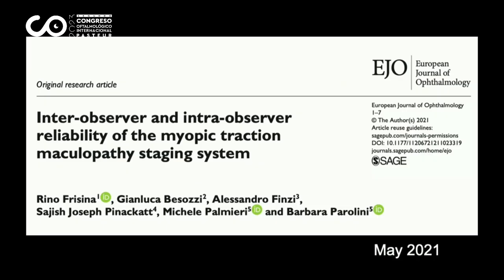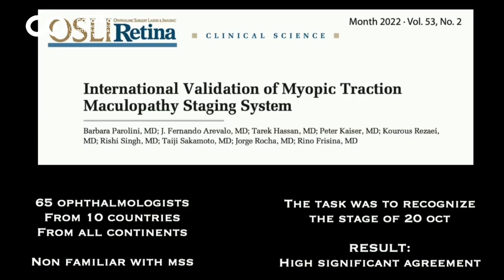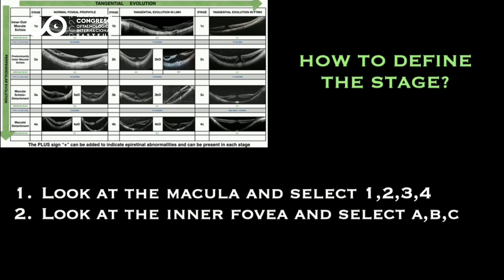The MSS has been validated among a small group of ophthalmologists at first, but the international validation has been published recently. So, how to define the stage? Very simple. Look at the macula first and select 1, 2, 3, or 4, and then look at the inner fovea and select A, B, or C.